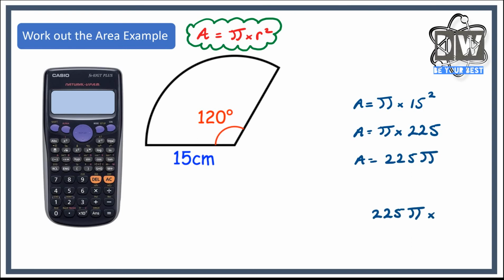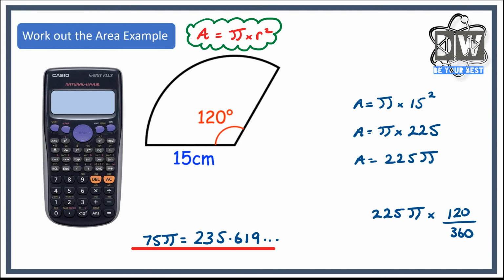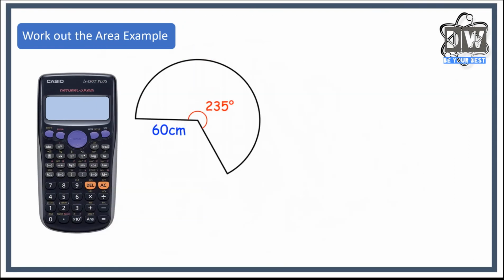We only want 120 over 360, so that's what we're going to do now there. And let's look at our answers. We've got 75 pi, or 235.619, so forth and so on. To 2 decimal places, that would be 235.62 centimetres squared. Remember the centimetres squared part. All right, the next one, same thing. Give it a go. Come back and see if you've got it correct.